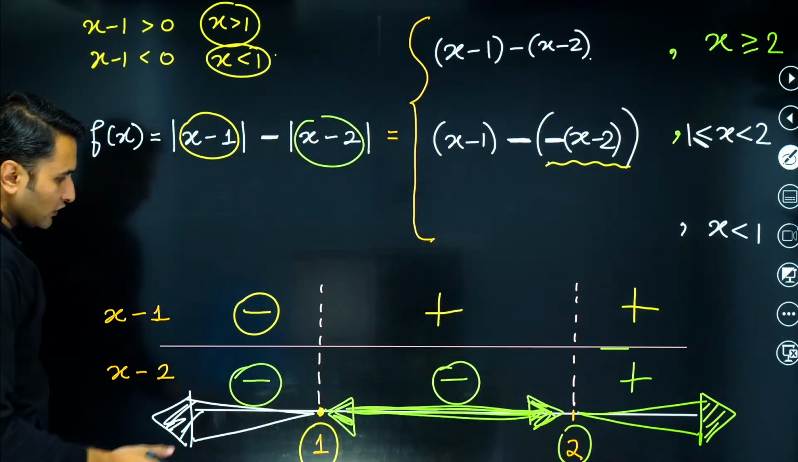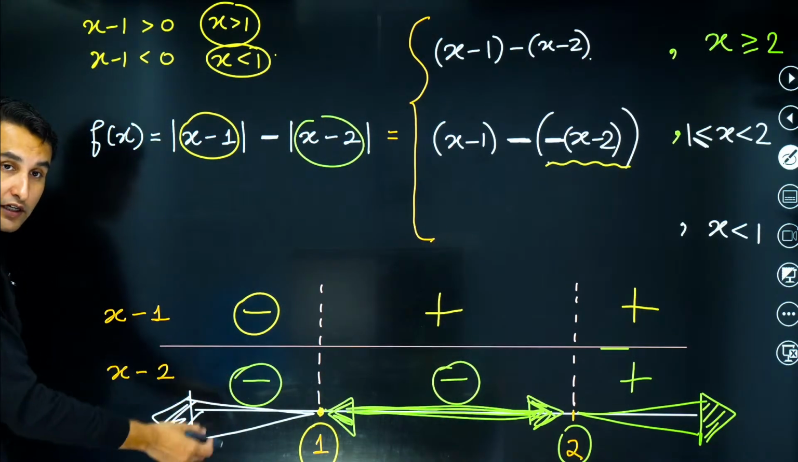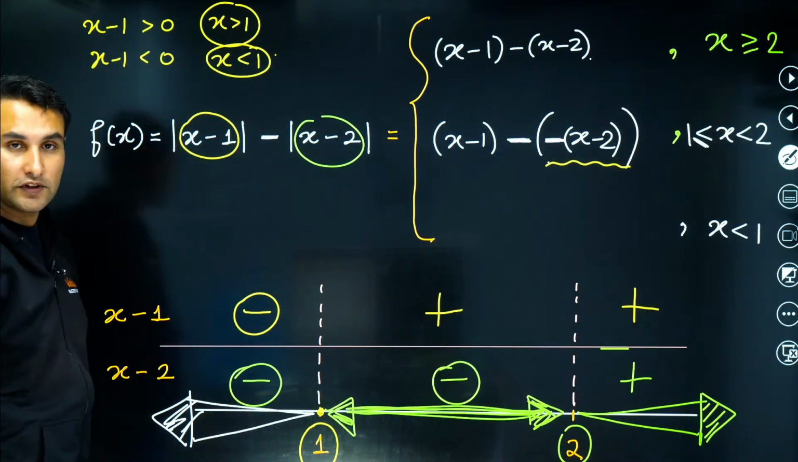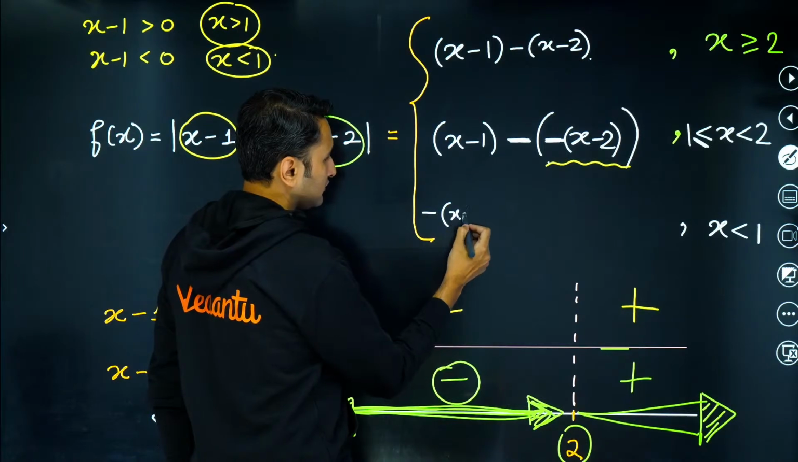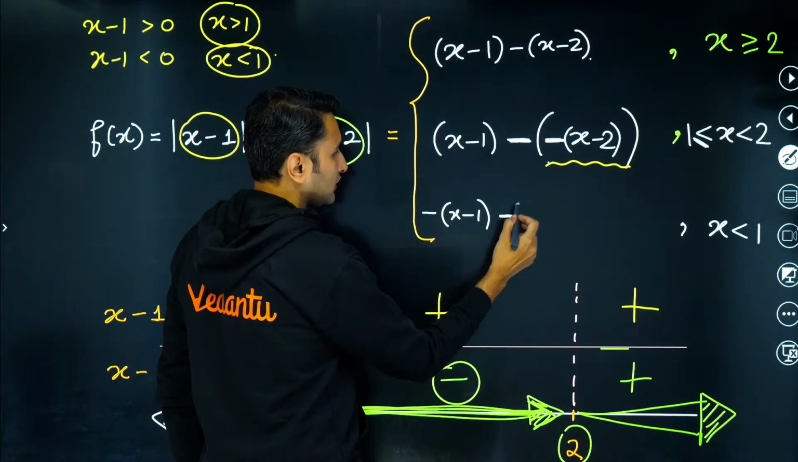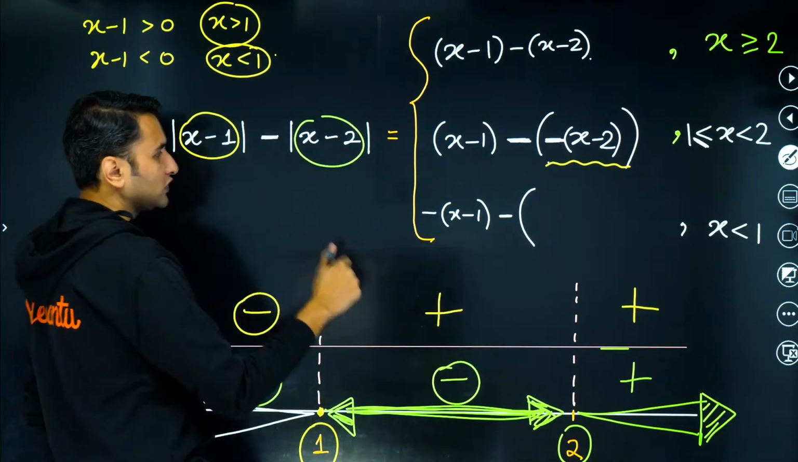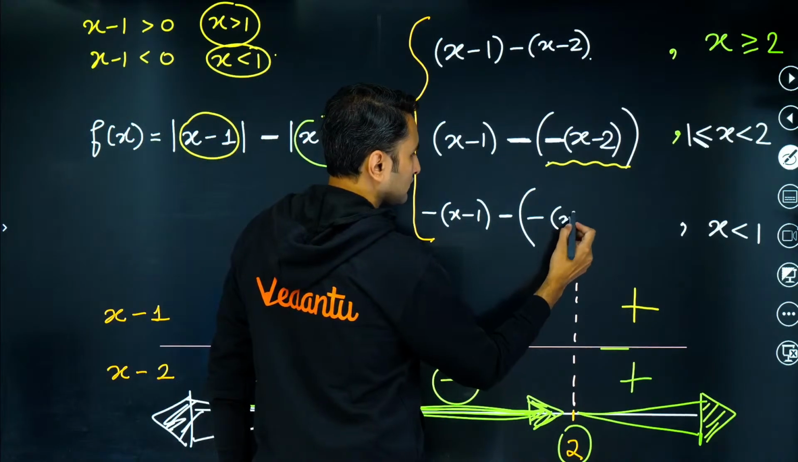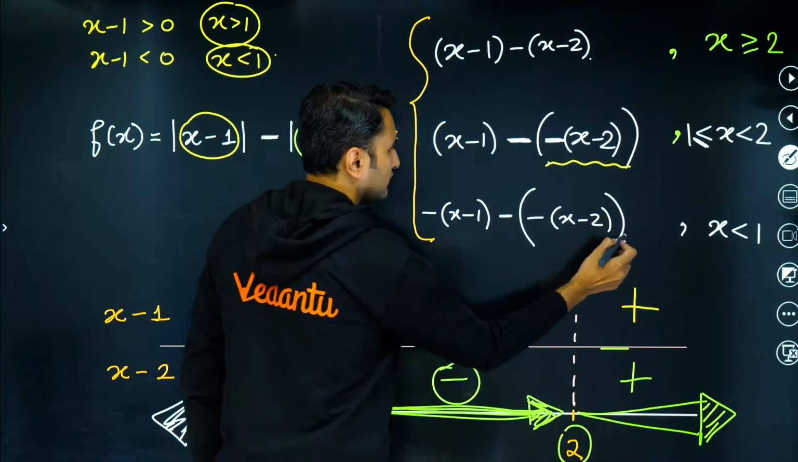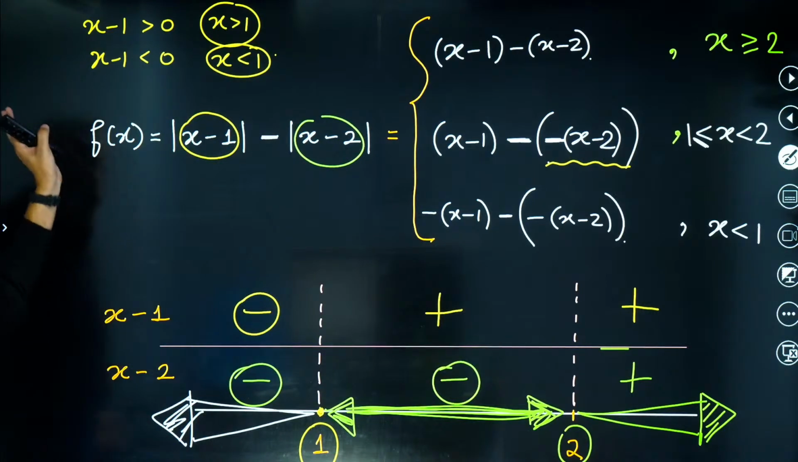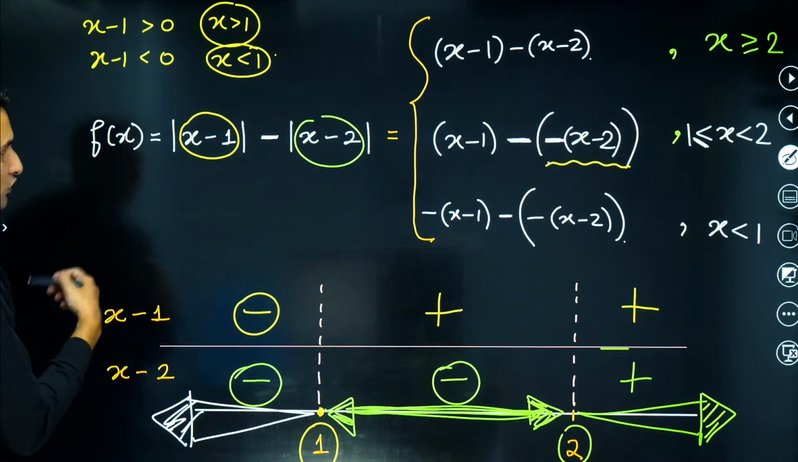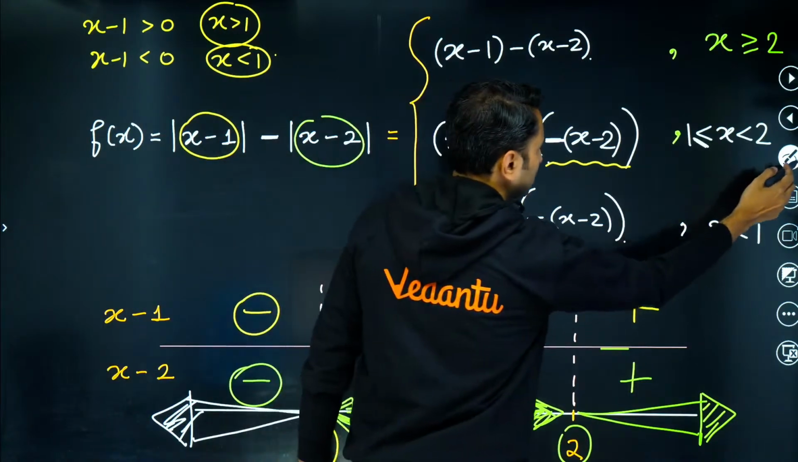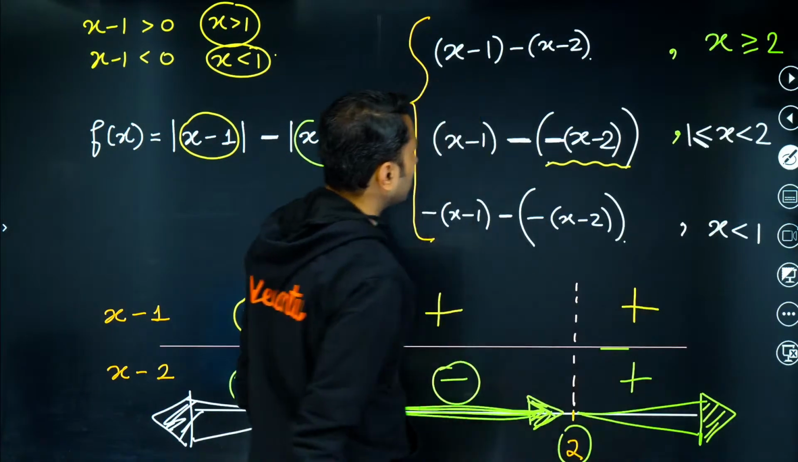Now x less than 1, both are negative. So both modulus will open with a negative sign. So let's open this with a negative sign. Let's open this also with a negative sign. That's it. You have redefined the entire function. Now can you tell me what this comes out to be? You can actually write it down.